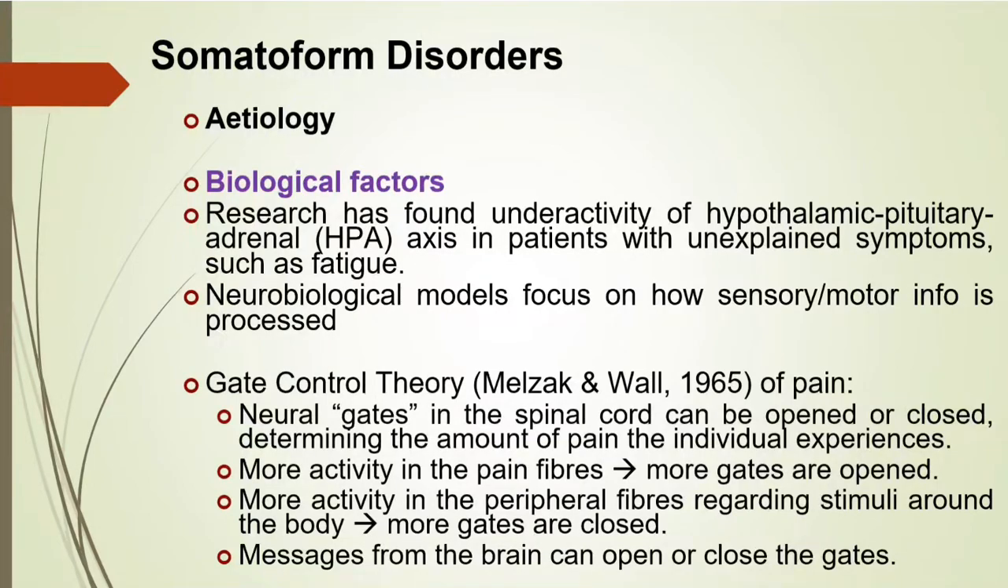There is the neural gates mechanism, the theory of neural gates. The neural gates in the spinal cord can be opened or closed, determining the amount of pain the individual experiences. The more the activity in the pain fibers, the more gates are opened. With more activity in peripheral fibers regarding stimuli around the body, more gates are closed. So messages from the brain can open or close gates. This is a theory or hypothesis which is not proven true.